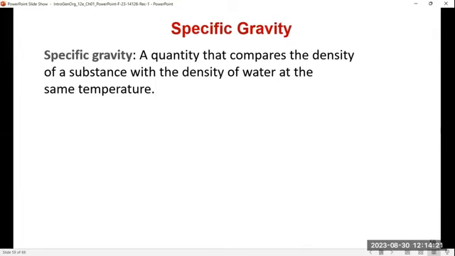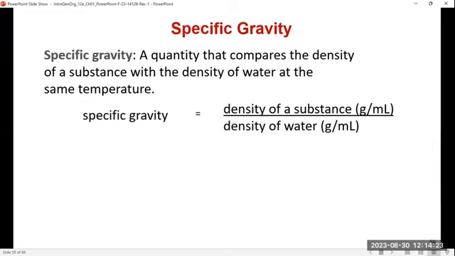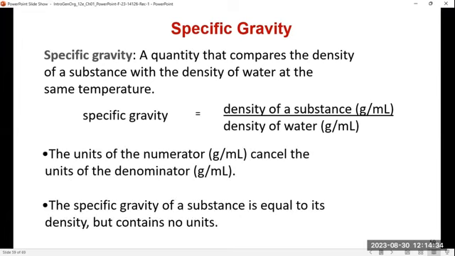So when you divide the density of a substance by the density of water, the units grams per milliliter cancel out. Specific gravity is unitless, or dimensionless. The units in the numerator and denominator cancel out. The specific gravity of a substance is equal to its density but contains no units. Okay, we're going to do a few examples.